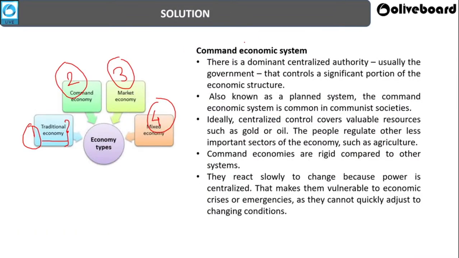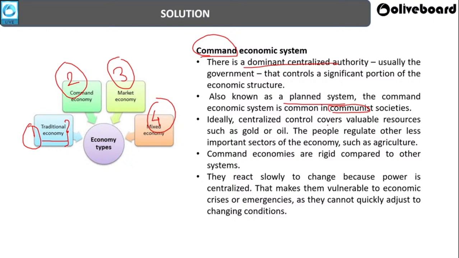Now let's look at the command economic system. Command here means that it is an economic system where there's going to be a dominant central authority like that of a government, which will have huge significance in the economic structure, like the Russian economic system, or the Chinese economic system, where the government rule is the maximum and it controls the economic system. It is also called a planned system, and the command economic system is common in communist societies because the government wants to regulate every sector. It wants to distribute the resources. So that is why we have a centralized authority in these kinds of countries.